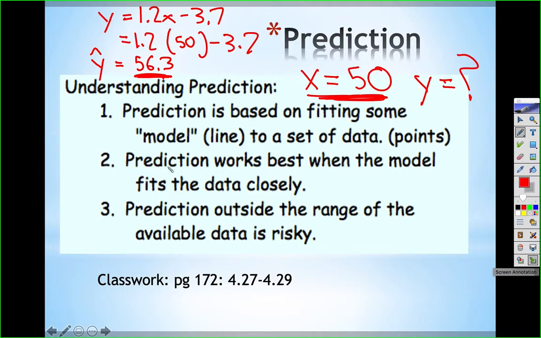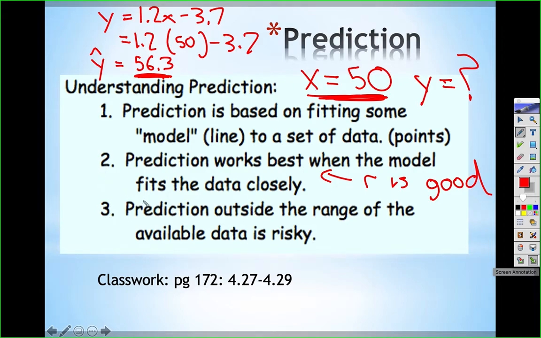Prediction is based on fitting the line and fitting the data. Prediction works best when the model fits the data closely. What does that mean? This would mean it's best when r is good. And our r value for the femur humerus was near 0.9, very strong. So you want a strong r.